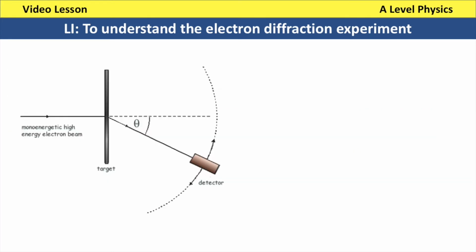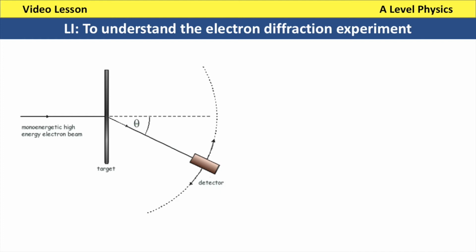So now let's have a look at the diffraction of electrons then. What we've got here is a setup shown on the board where monoenergetic, high energy electrons are being fired at a target. The setup is of course very similar to that Rutherford used, but the key difference here being that we're using electrons instead of alpha particles. That detector is of course able to be moved around the semicircle shown by the dotted line.